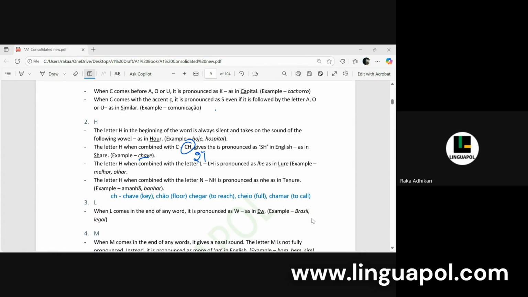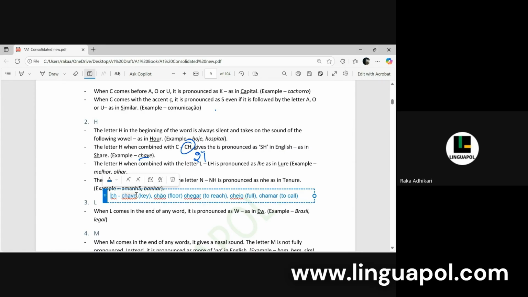Yes, Komal? So this sounds as sheo. Cheio. Yes. Because in Portuguese we pronounce all the vowels, so we cannot even skip the I in between. She, I, U. That is why it's cheio.